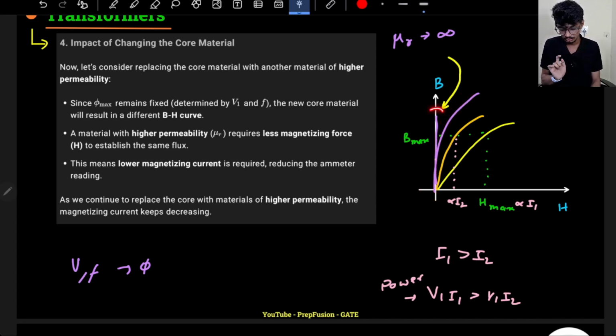Okay, so this is the ideal one where mu r is infinity. We don't need any current to generate an amount of flux. So I hope you have understood the thing.